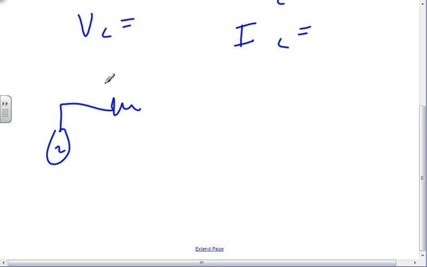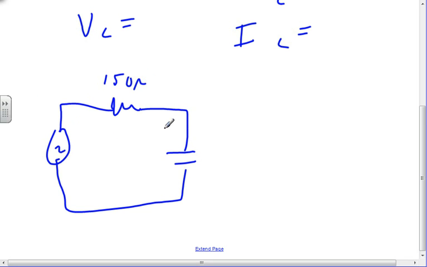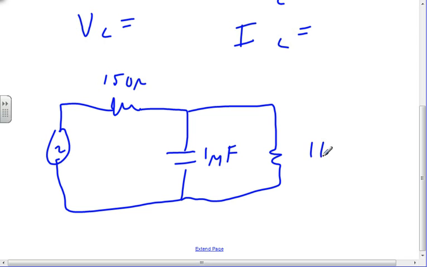Got one resistor, 150 ohm. I've got a capacitor and another resistor, 1 microfarad, 1K, and I'm at 18 volts, and I'm at 250 hertz.